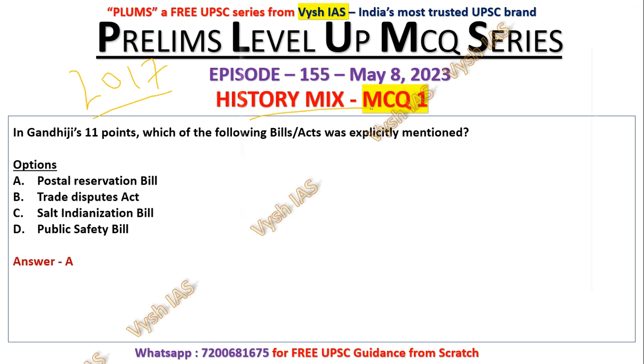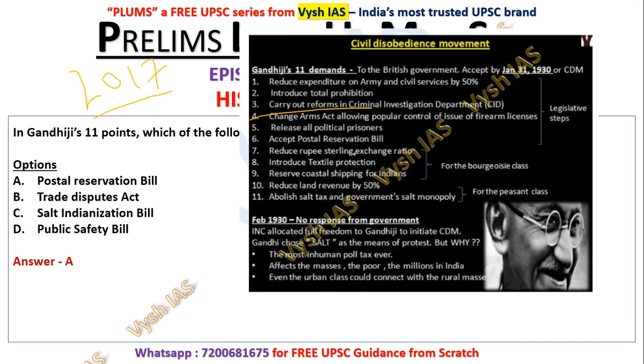So here the answer is Postal Reservation Bill. This is a screenshot from my lecture only. So we discussed the civil disobedience movement, and then we discussed those days which had different things like Jinnah's 14 points and Gandhiji's 11 points. So he raised different demands. One of the demands he raised was releasing Bhagat Singh and others. That was not accepted, and that is why Bhagat Singh was hanged. But there are many other things which were accepted.